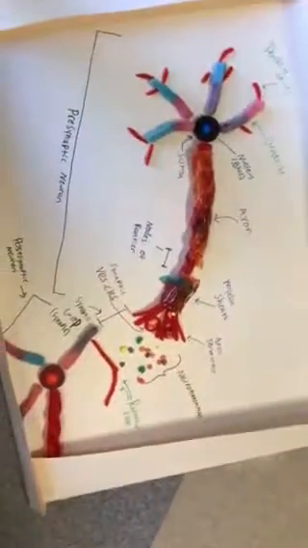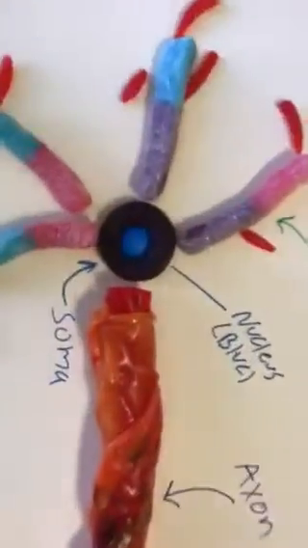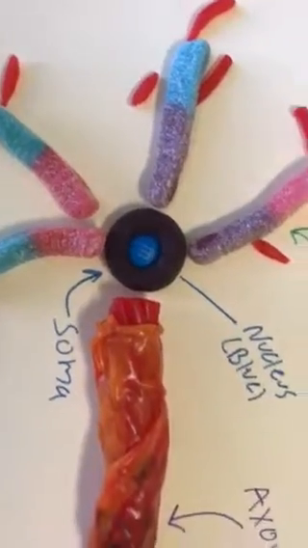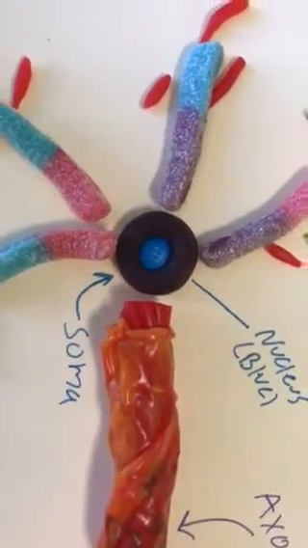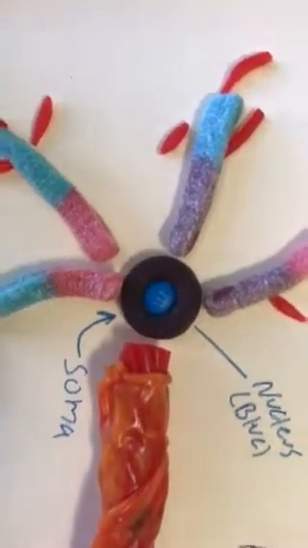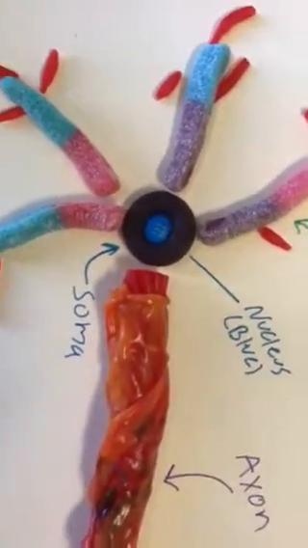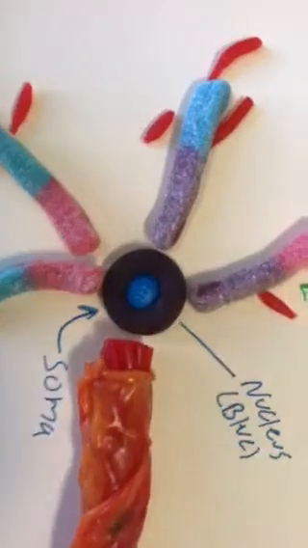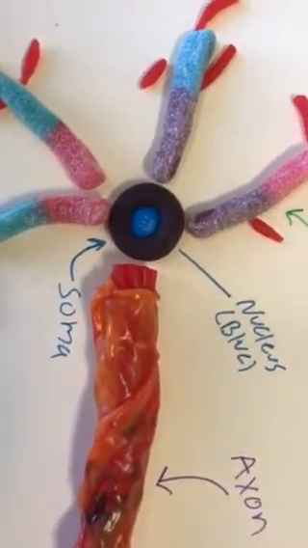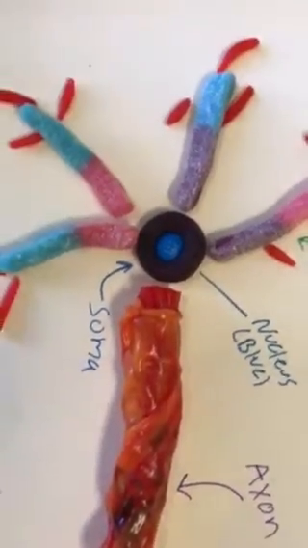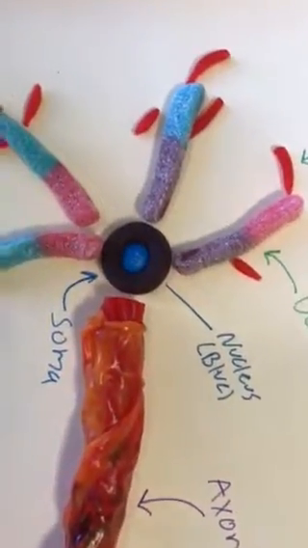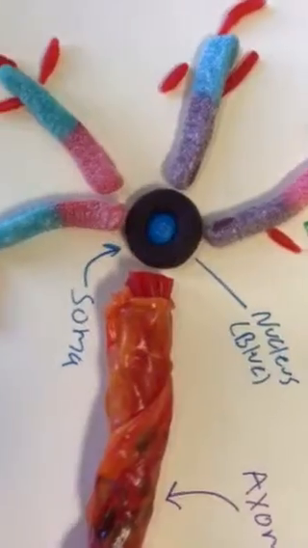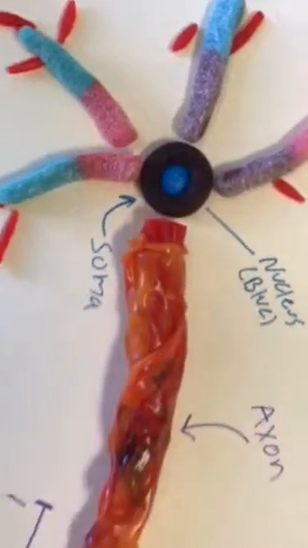Okay, so here we have our candy neuron. We're going to start over here at the soma. The soma is the lifesaver. And in the neuron, the soma surrounds the nucleus, and the nucleus is represented by the blue M&M. And in this little area here contains all the normal cell activities that would go on in other human body cells. For example, some structures like the mitochondria and the Golgi apparatus are contained right there.